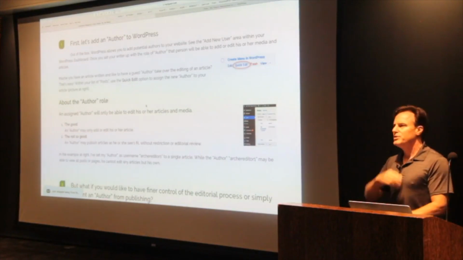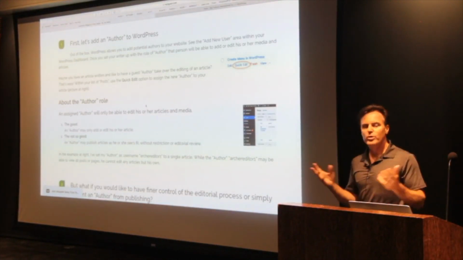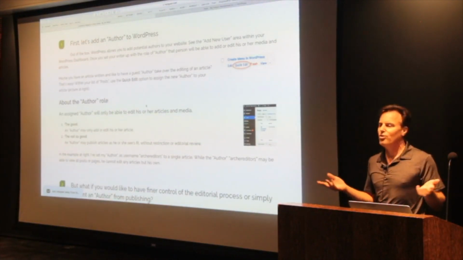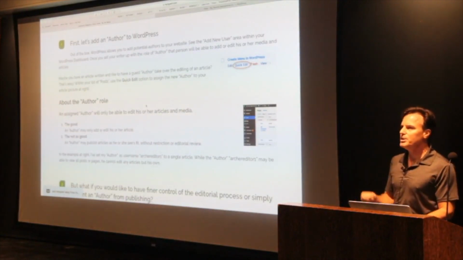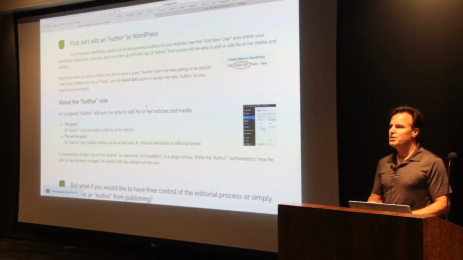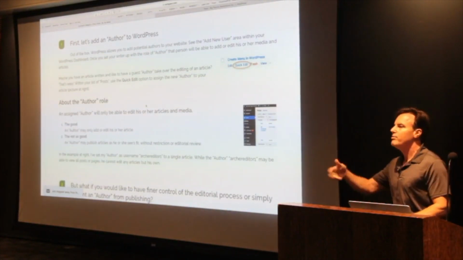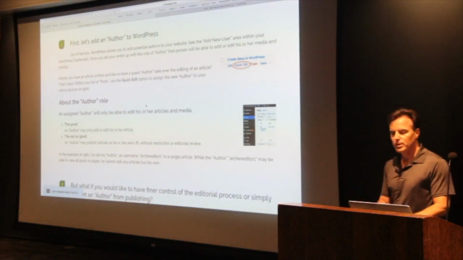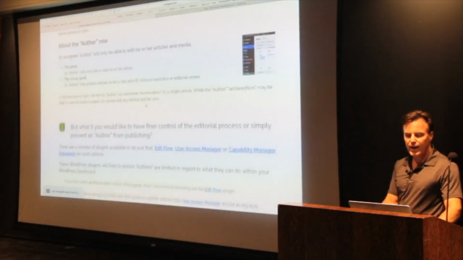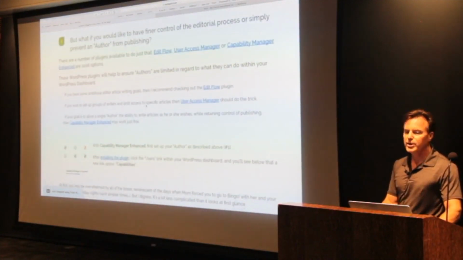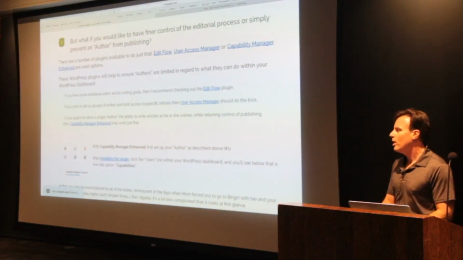So that's the downside of just giving somebody the author role. You give them the author role, and what happens? They go crazy. They write stuff, they click the publish button on the weekend, and it's just bad writing. And you come in on a Monday and you wish they hadn't done it. But you gave them the ability to publish. So what I'm going to talk about is how to set up finer control of that editorial process.